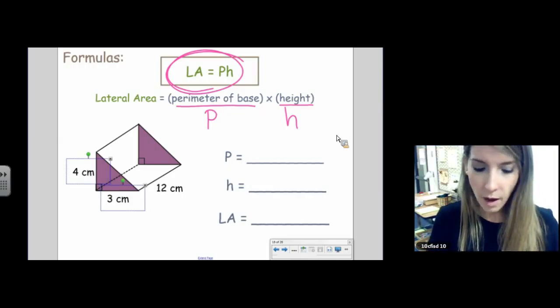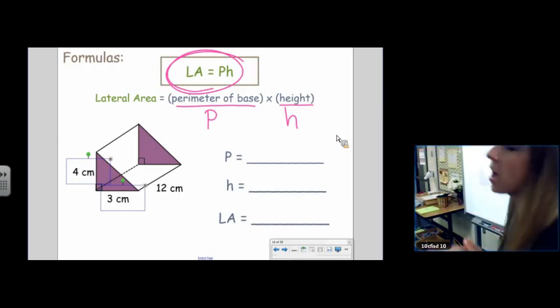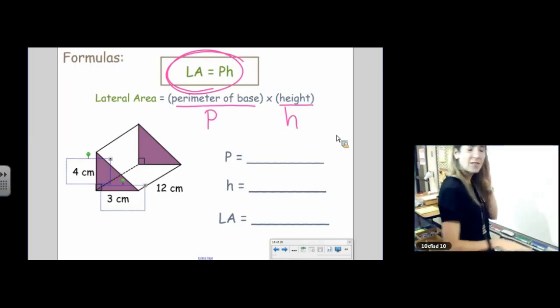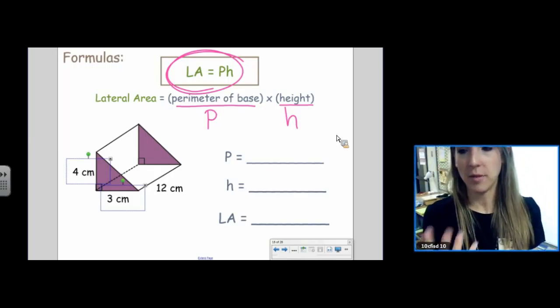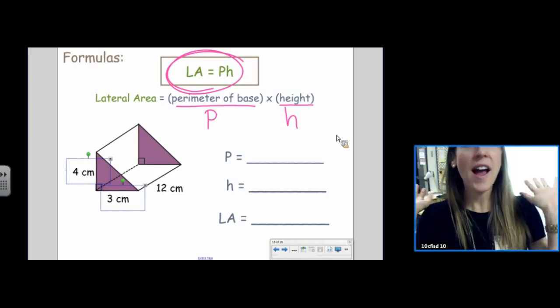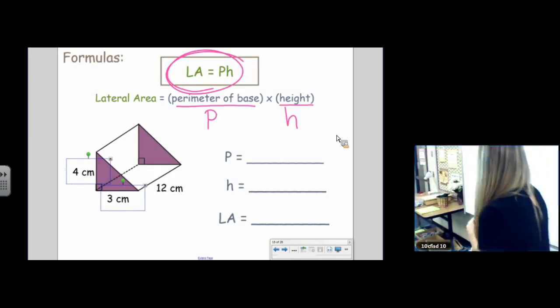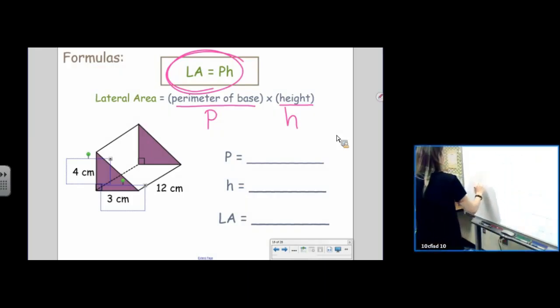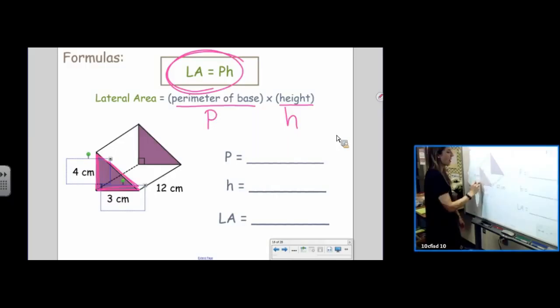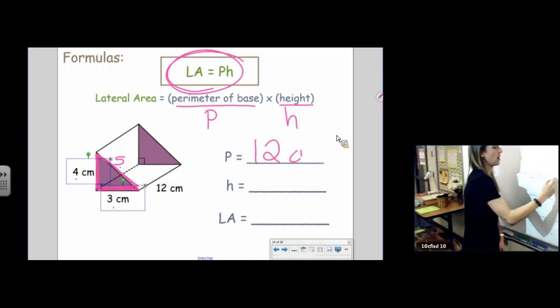All right, so the first thing, a lot of our quizzes and even a little bit on the test, it's going to lead you to find each variable before it just throws you out there and says, find the surface area. It's going to kind of lead you. So first it's going to ask you for the perimeter, and you're going to find the perimeter of the base, only of the base. 3 plus 4 plus 5. So the perimeter is 12 centimeters.